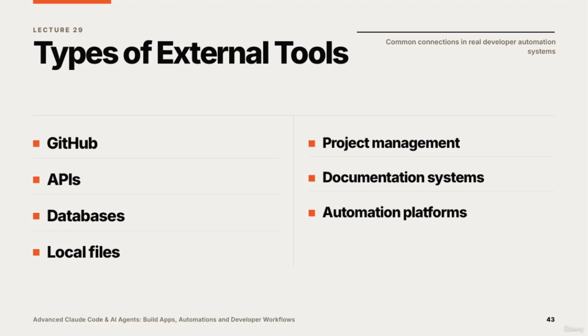Local files provide a way to handle data and resources directly on a developer's machine. Project management tools help teams organize tasks, track progress, and maintain clear communication. Documentation systems are key for maintaining clear and accessible information, ensuring that everyone is on the same page. Automation platforms tie all these elements together, enabling developers to automate repetitive tasks and build complex workflows. Additionally, advanced tools like Claude Code and AI agents are becoming increasingly important. They help build applications, automate processes, and create smarter developer workflows, boosting efficiency and innovation in software development.